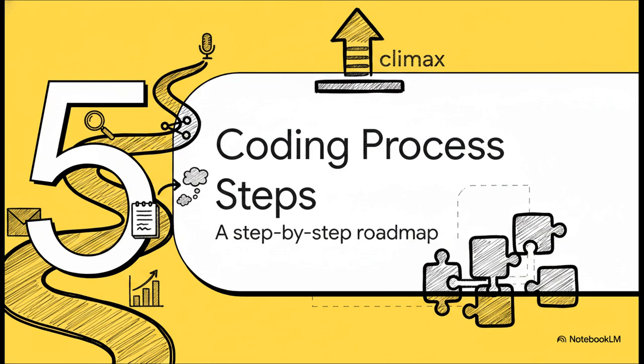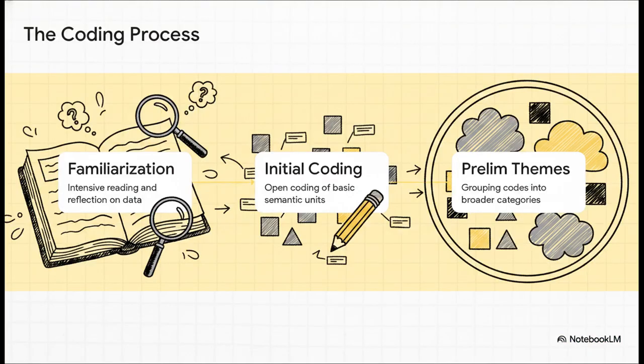And finally, Section 5, Steps in the Coding Process. Let's look at a concrete, step-by-step roadmap. Following the very famous model by Braun and Clarke, the progression works a bit like a recipe. Step 1 is familiarization with data. This means intensive, repeated reading, just totally immersing yourself and reflecting on the material. Step 2 is initial coding, where you roll up your sleeves and do open coding to label the basic semantic units of the text. And then Step 3 is moving to preliminary themes, where you start grouping all those little codes into much broader analytical categories.